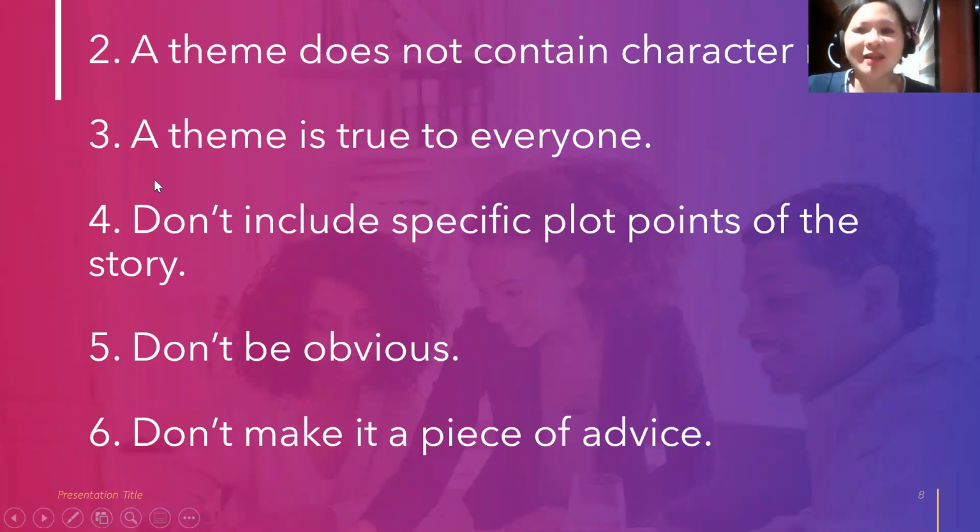Okay, you should not write there the character in the story. Number three, a theme is true to everyone. Number four, don't include specific plot points of the story. Just remember that in telling the theme, you're not going to state the characters and also the specific plot. Okay, so you're going to describe the whole story. Don't be obvious. And the last one, don't make it a piece of advice.